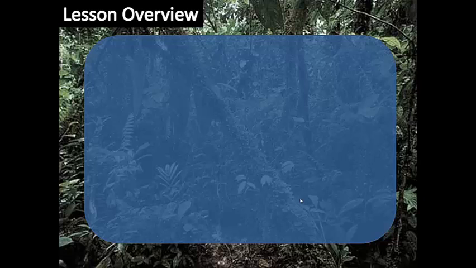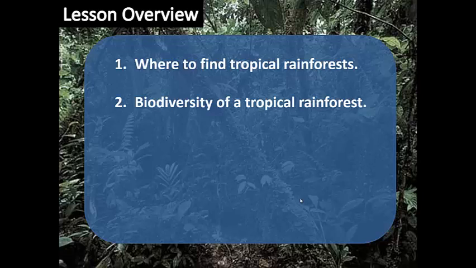We shall be looking at the tropical rainforest today by looking at 3 points. Firstly, where can we find tropical rainforests? Secondly, the biodiversity of a tropical rainforest. And lastly, the structure of the tropical rainforest.